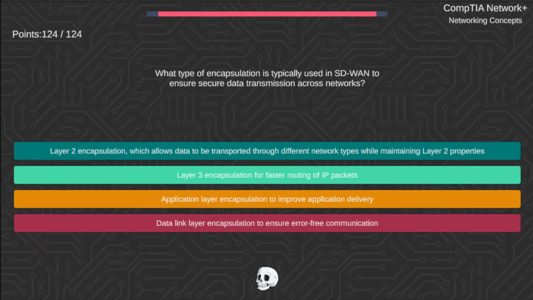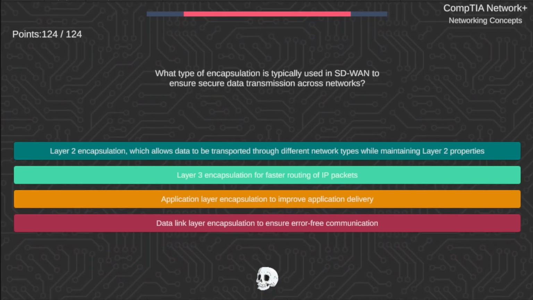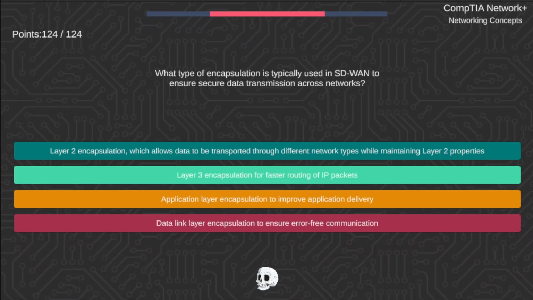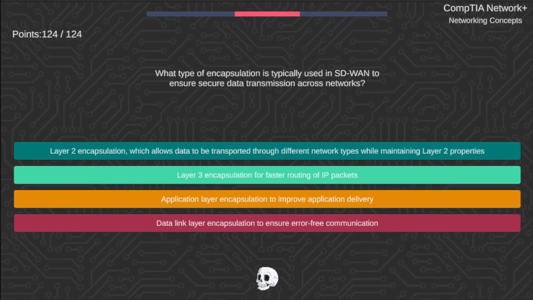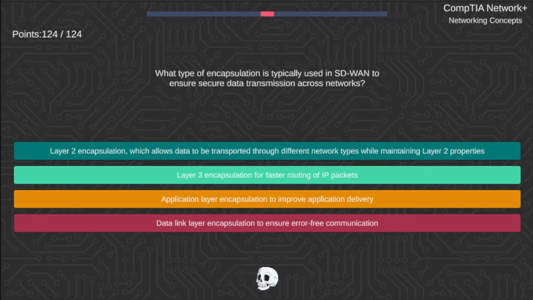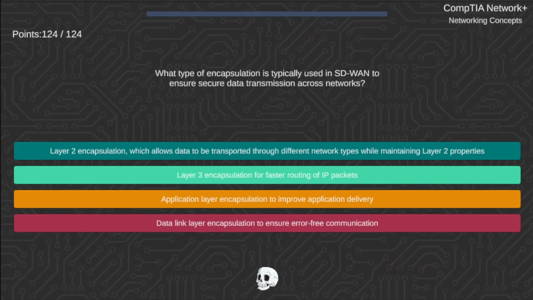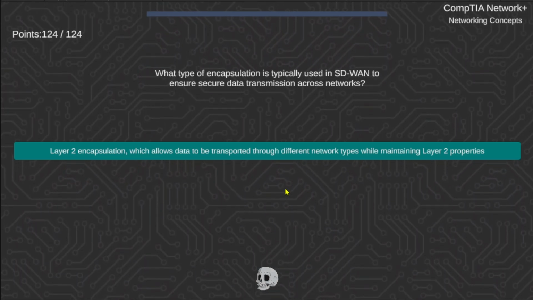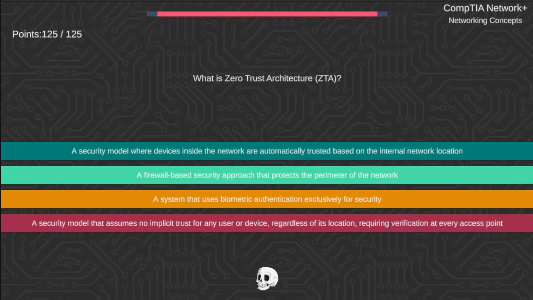What type of encapsulation is typically used in SD-WAN to ensure secure data transmission across networks? Layer 2 encapsulation, which allows data to be transported through different network types while managing Layer 2 properties. Layer 3 encapsulation for faster routing of IP packets. Application layer encapsulation to improve application delivery, or data link layer encapsulation to ensure error-free communication. What type of encapsulation is typically used in SD-WAN to ensure secure data transmission across networks? Correct answer is Layer 2 encapsulation, which allows data to be transported through different network types while maintaining Layer 2 properties.